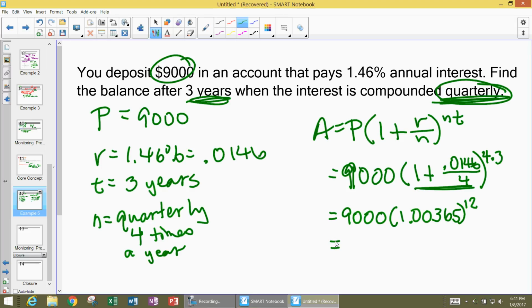So 9,000 times 1.00365 to the 12th power will be $9,402. And because we're talking money, this is going to be 21 cents. So our final amount is $9,402.21. Please make sure your dollar sign is in front. Never put your dollar sign behind the numbers when we're talking about money. So after 3 years, you will have earned an extra $402.21 just by keeping your money in that particular bank.